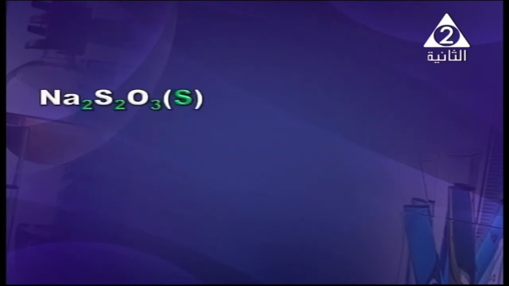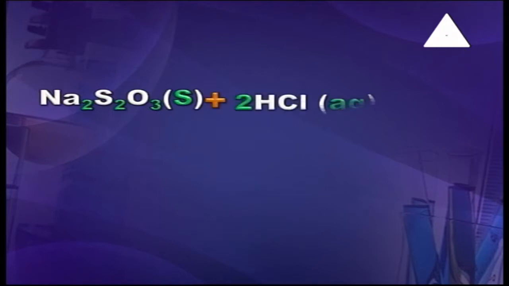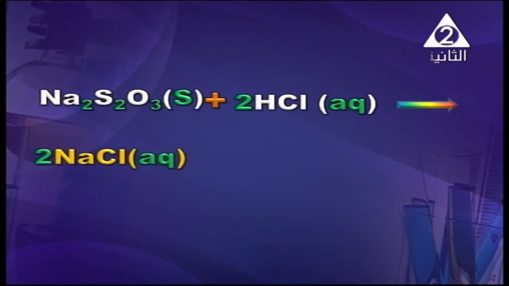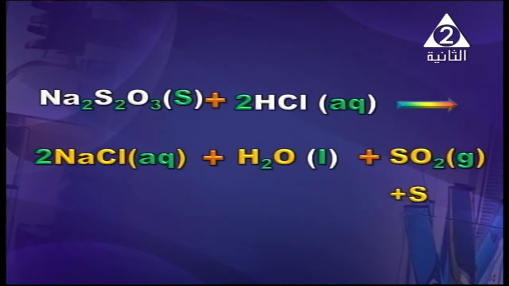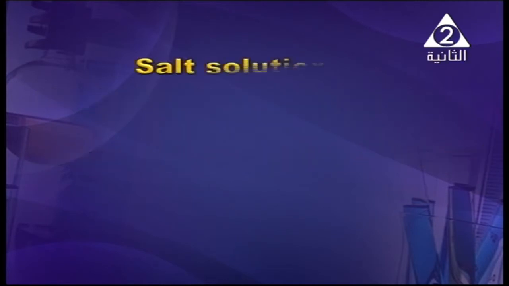So the reaction will be, Na2S2O3, good, plus what now? Plus 2HCl, 2 molecules, aqueous. Give me what? Give me salt, 2NaCl, plus water, plus SO2, plus S. Yes, this is the yellow precipitate which is suspended in the solution. Good reaction.